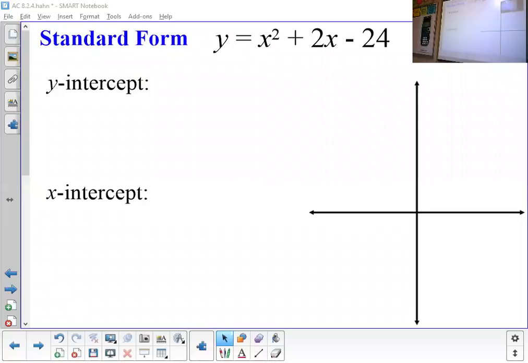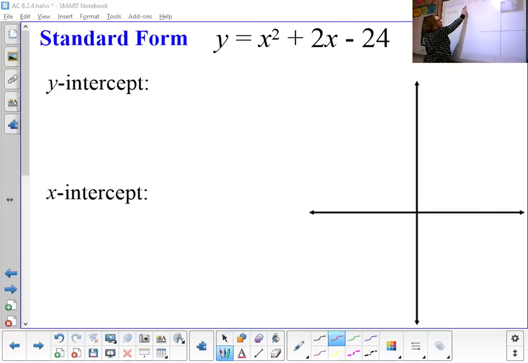Okay, we are going to graph the quadratic equation written in standard form using the 4-point method. My 4 points that are special on a parabola are the two x-intercepts, the y-intercept, and the vertex. So those are what I'm going to find. My equation is written in standard form. It's y equals x squared plus 2x minus 24.